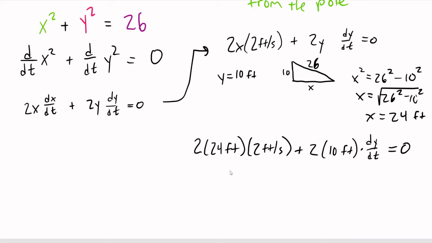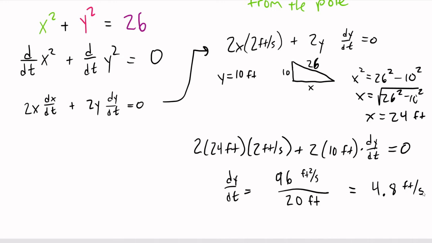Solve for dy/dt. So dy/dt is going to be, so then this is 4 times 24, right? And then we have to just move everything else over. So let's plug some of that in. 4 times 24 is 96. So this will be 96 feet squared per second over, and then this is going to be 20 feet. So then 96 divided by 20 is 4.8 feet per second.